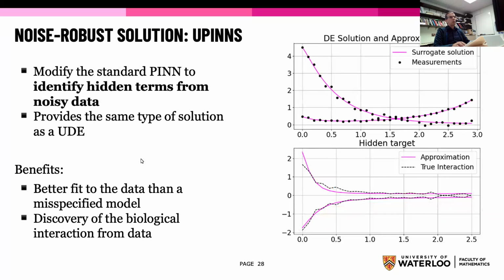And what we have shown is that, by modifying the standard PINN, you can identify hidden terms from noisy data and achieve better solutions than those of a UDE. And it has significant robustness. And as can be seen in this bottom figure, it performs better on the same data set.